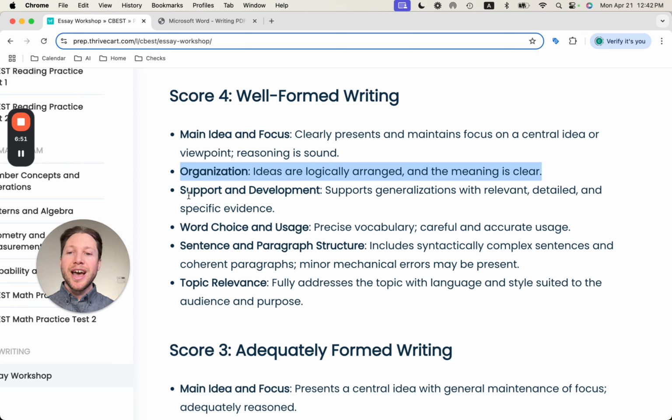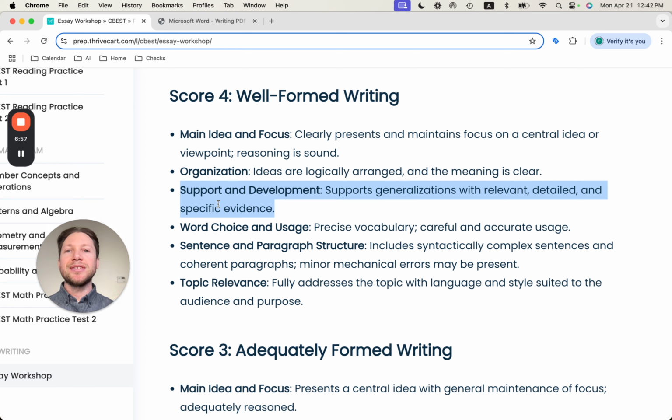And thirdly, you are evaluated on support and development, and I believe that this is one of the key aspects of how you can really bump up from a 3 to a 4, and that is by providing relevant and detailed evidence, oftentimes based off yourself and your experiences. That might be something that you've read, an experience in the classroom that you've had either as a student or a teacher, a travel experience, or something that you watched or listened to, but you can back up your thesis, your claim, or your statement.